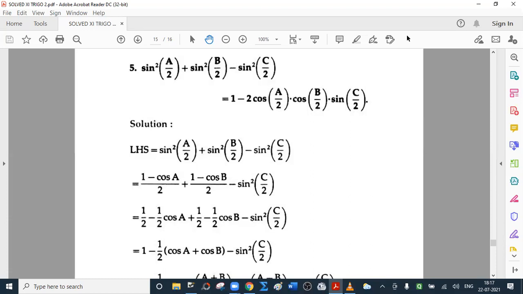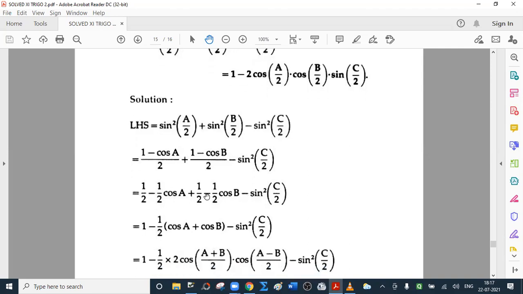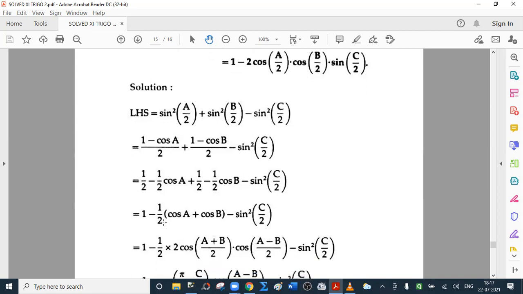Okay. Now, LHS, what is sine square theta? 1 minus cos 2 theta upon 2. What is sine square A by 2 then? 1 minus cos A upon 2. Sine square B by 2, 1 minus cos B upon 2. This as it is. Now split numerator. So half minus half cos A plus half minus half cos B minus sine square C by 2. So it is 1 minus half cos A plus cos B. Now, I'm sorry, cos A plus cos B.